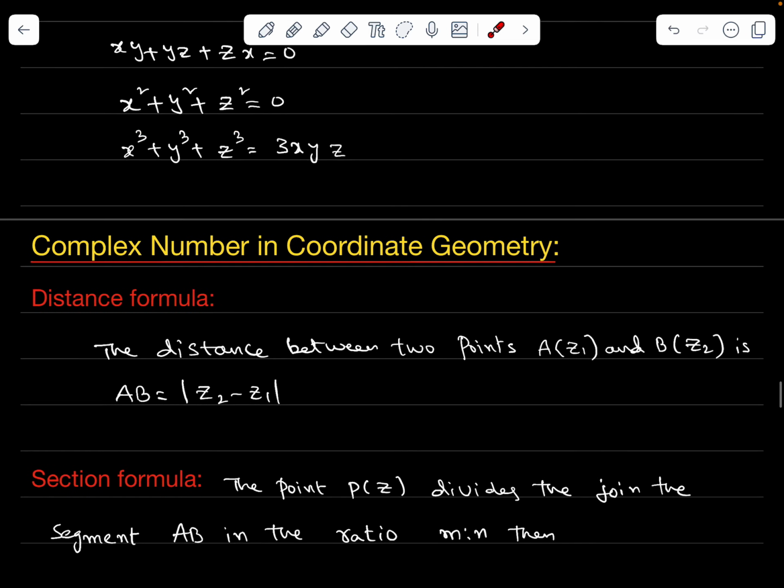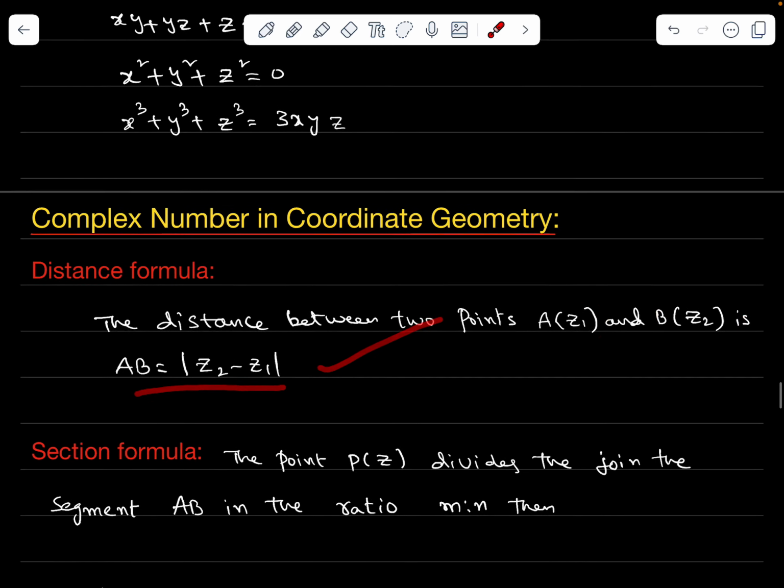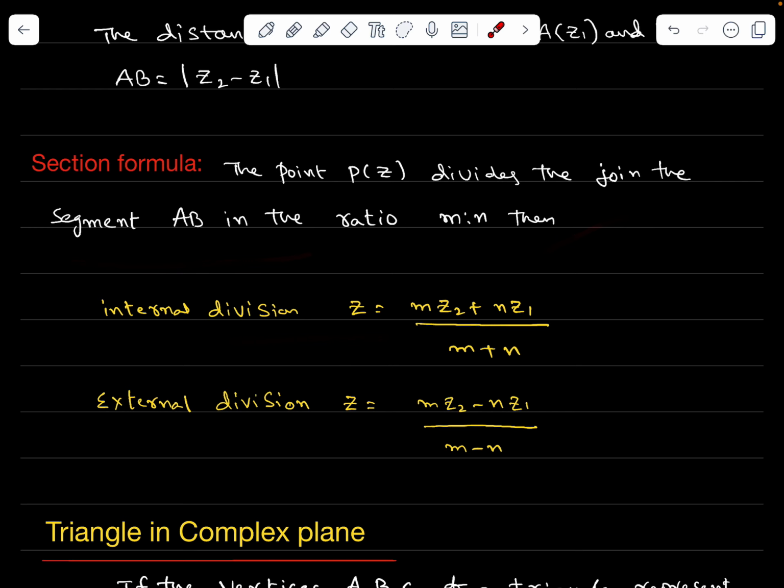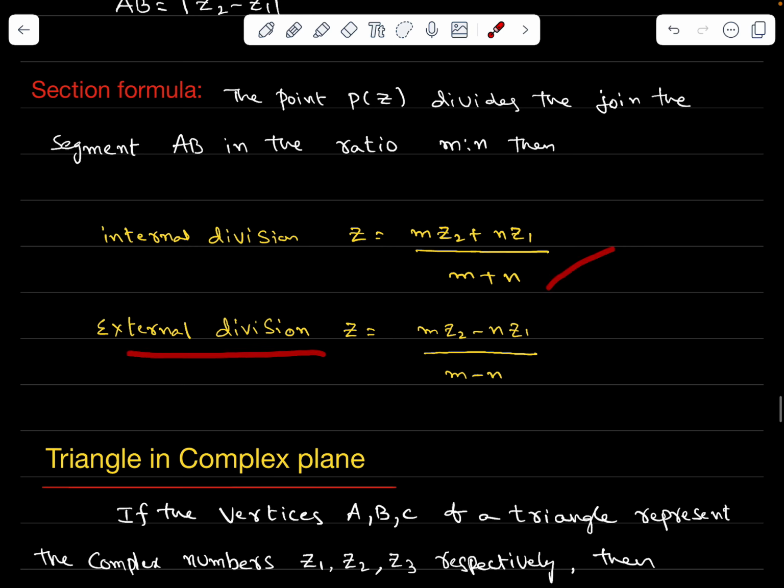Complex numbers in coordinate geometry. The first one, distance formula: the distance between the two points A(z1) and B(z2) is AB equal to |z2 - z1|. Section formula: the point P(z) divides the segment AB in the ratio m:n. Internal division: z = (mz2 + nz1)/(m + n). External division: z = (mz2 - nz1)/(m - n).